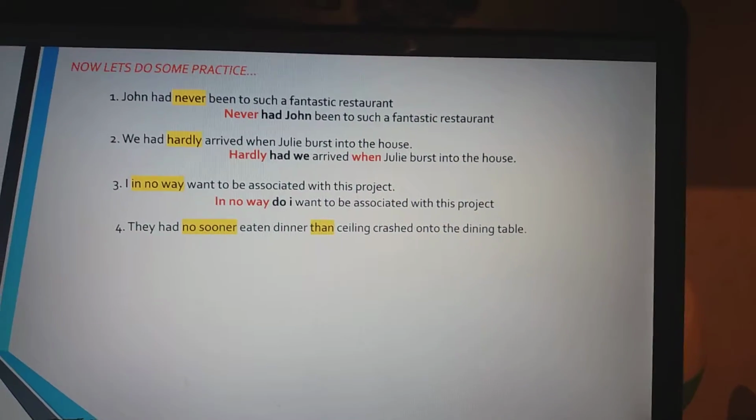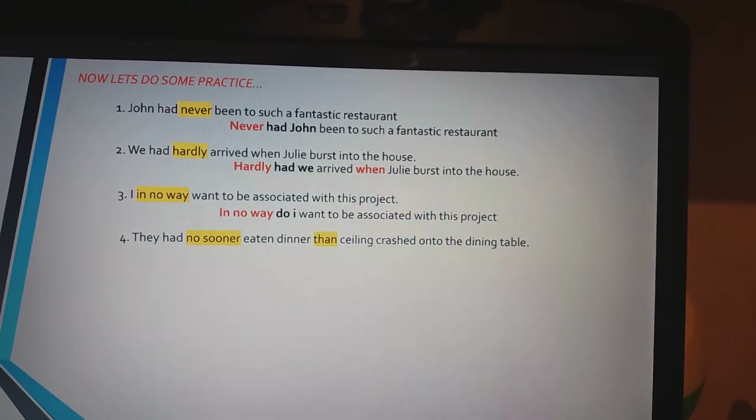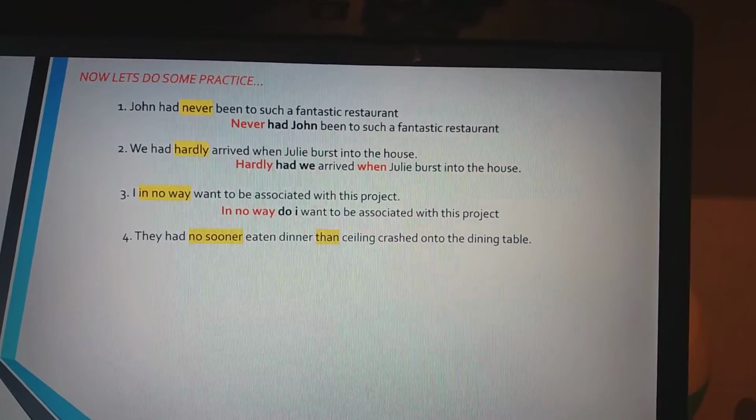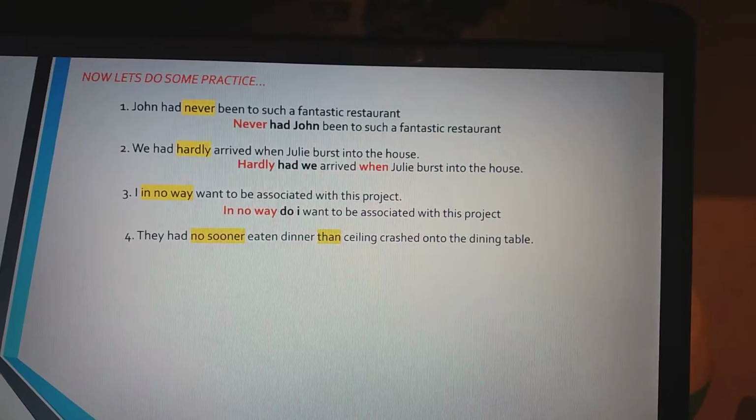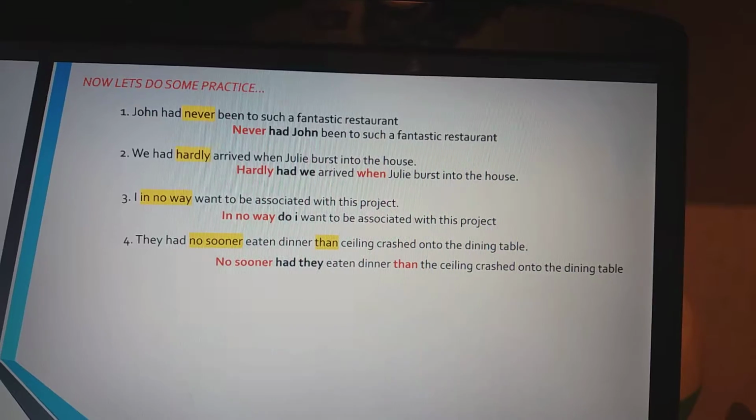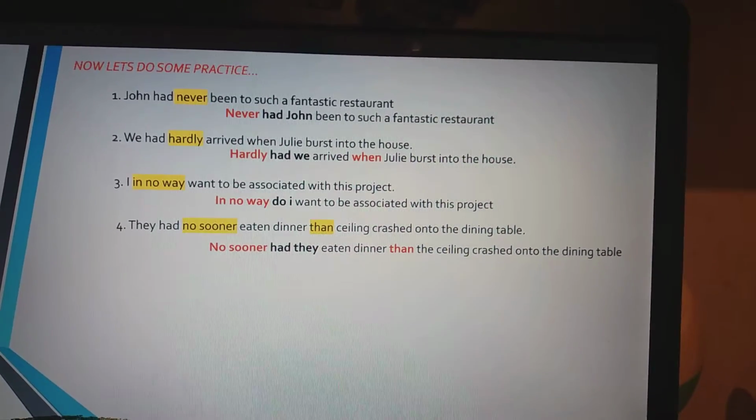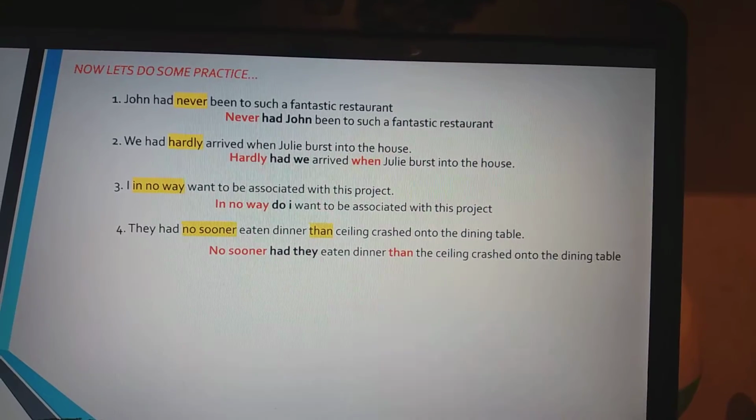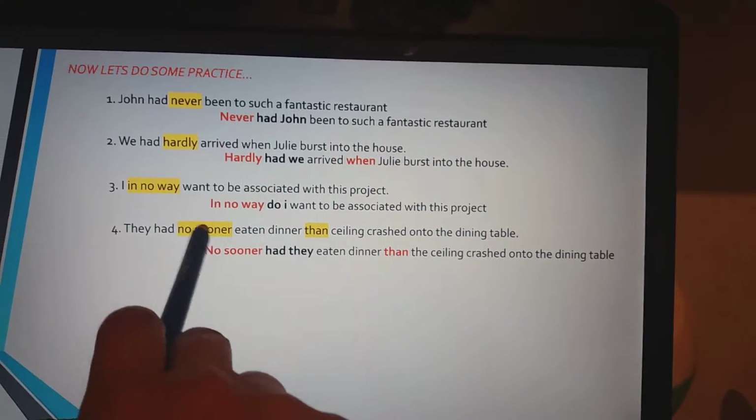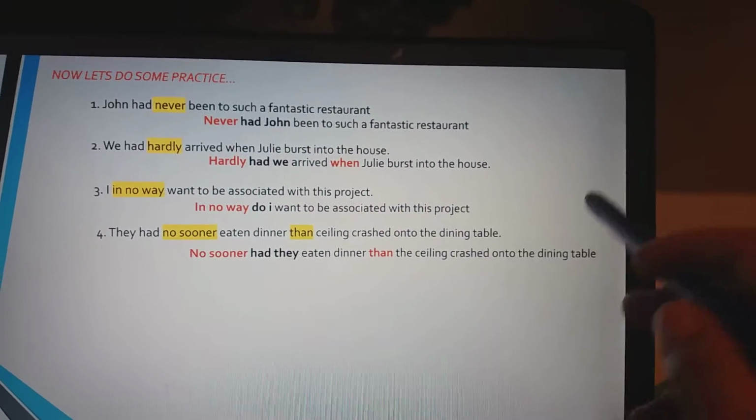They had no sooner eaten dinner than the ceiling crashed onto the dining table. "No sooner than" is the expression, and after this expression, we should invert. No sooner had they eaten dinner than the ceiling crashed onto the dining table. The rest is the same.